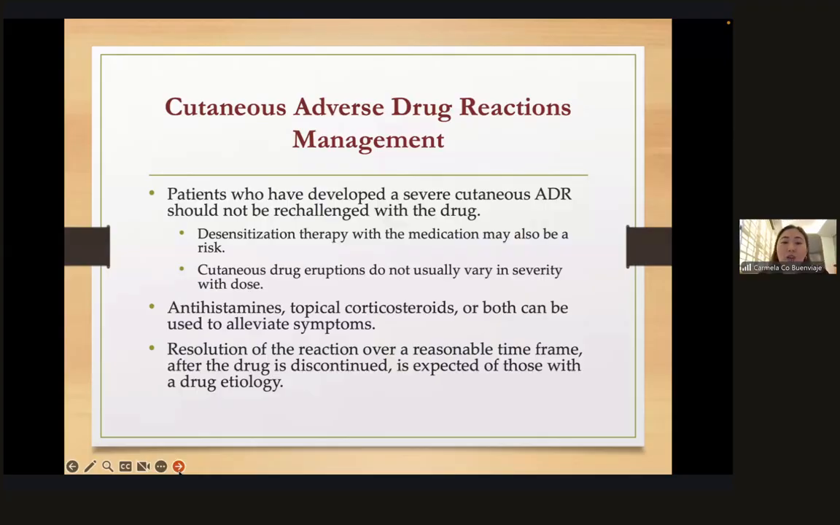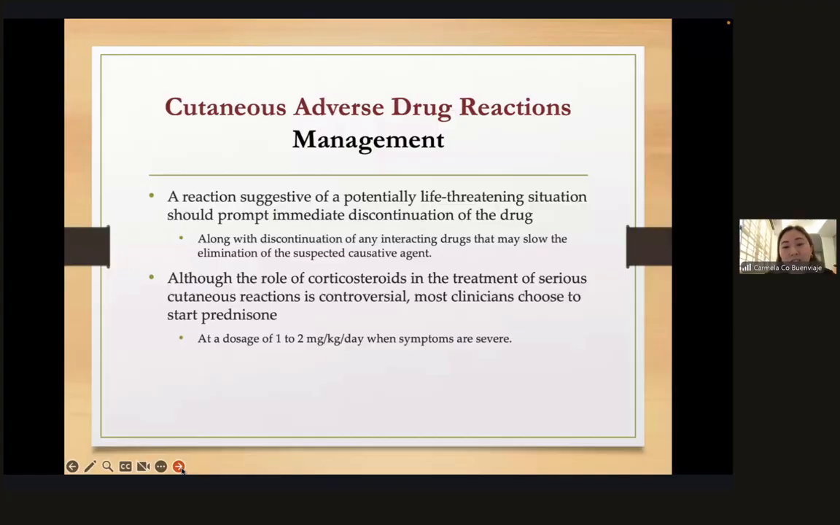So antihistamines, topical steroids, or both can be used to alleviate symptoms of drug reactions. Resolution of the reaction over a reasonable time frame after the drug is discontinued is expected of those with a drug etiology. That's why it's very important to promptly discontinue the suspected drug or drugs. A reaction suggestive of a potentially life-threatening situation should prompt immediate discontinuation of the drug, along with discontinuation of any interacting drugs that may slow the elimination of the suspected causative agent.